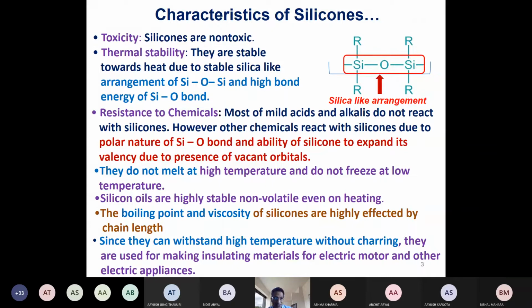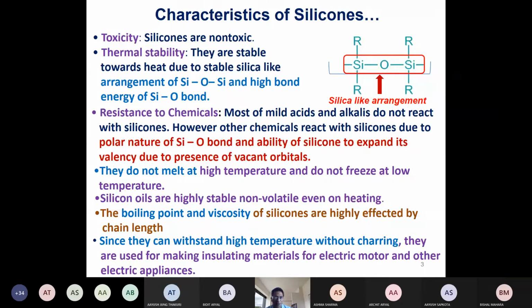Now next, they don't melt at high temperature and don't freeze at low temperature. And silicones are highly stable and non-volatile even on heating. It is due to the above properties. The boiling point and viscosity of silicones are highly affected by chain length. The boiling point and viscosity depend upon how long the chain present in the silicone is. Since they can withstand high temperature without shearing, at high temperature they don't become black like ordinary material.